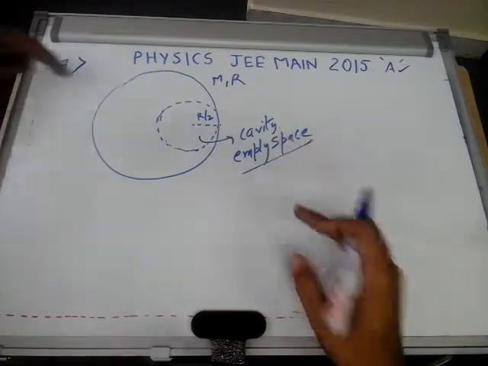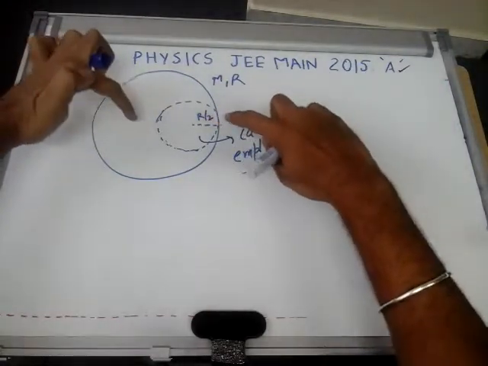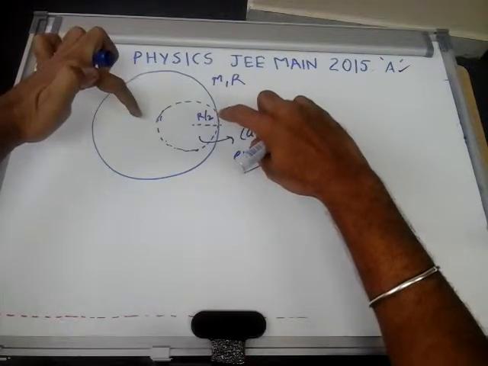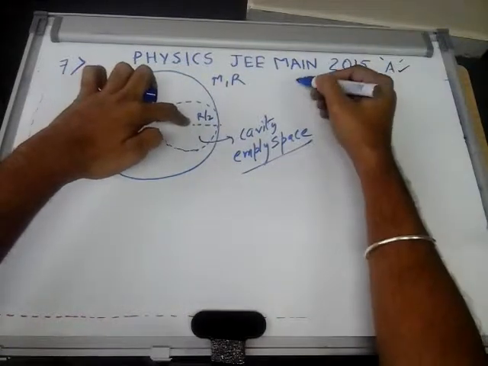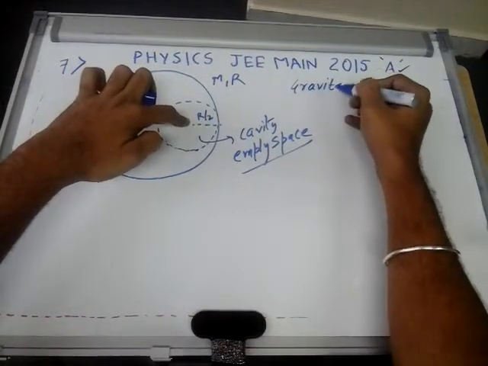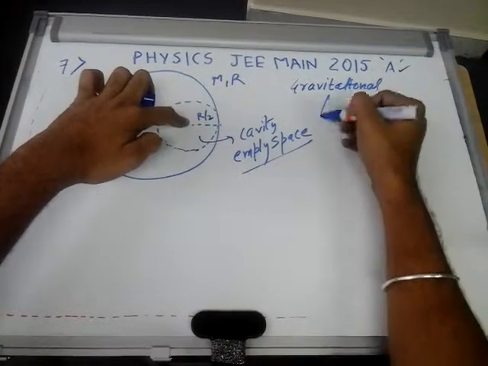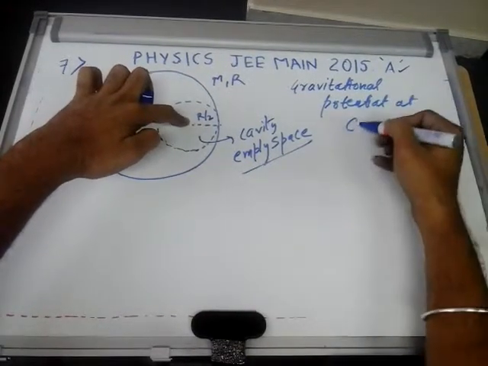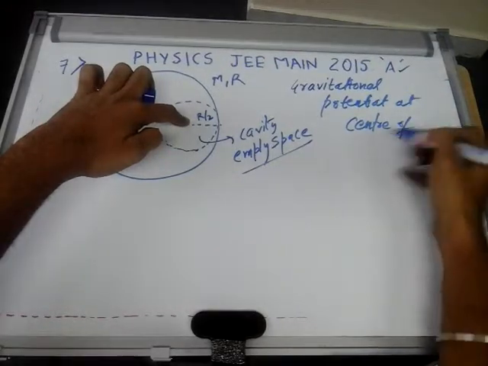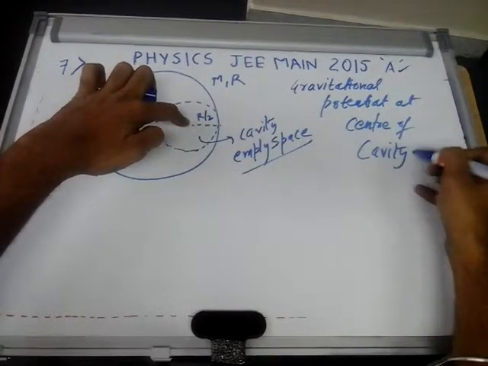And then we have to find gravitational potential at the center of cavity here. We have to find gravitational potential at center of cavity.